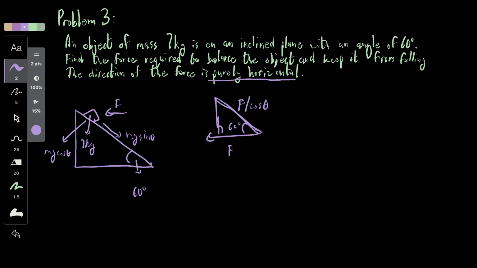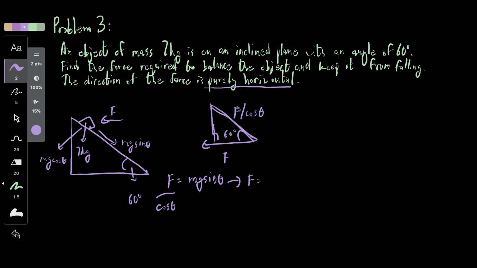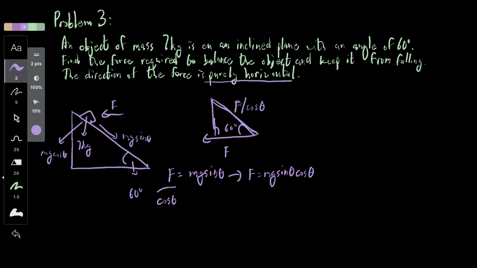And since that's in the same direction as our mg sine theta, since our net force has to be equal to 0, we're going to have F divided by cosine theta is equal to mg sine of theta. Then what we have is F is equal to mg sine theta times cosine theta. Now we have our angle 60 degrees and our mass and our given gravitational acceleration. So we can plug in the values and solve for F.